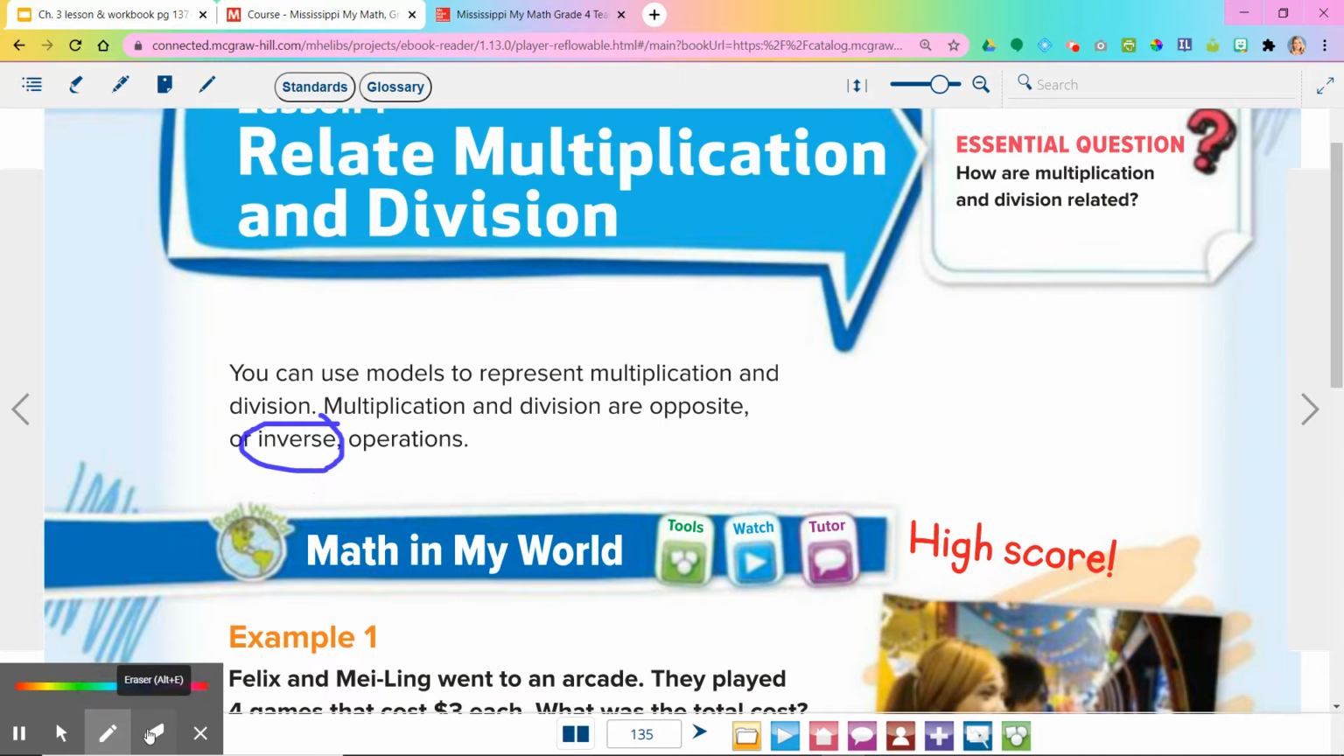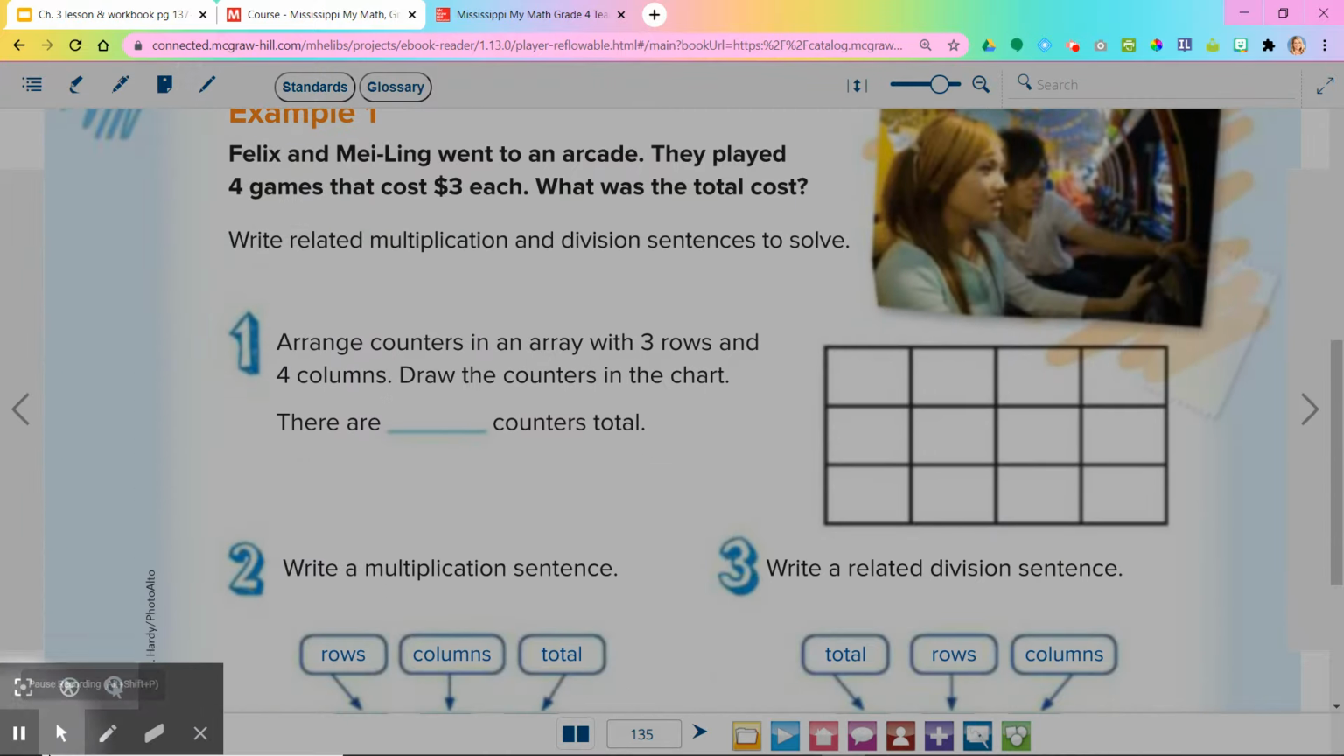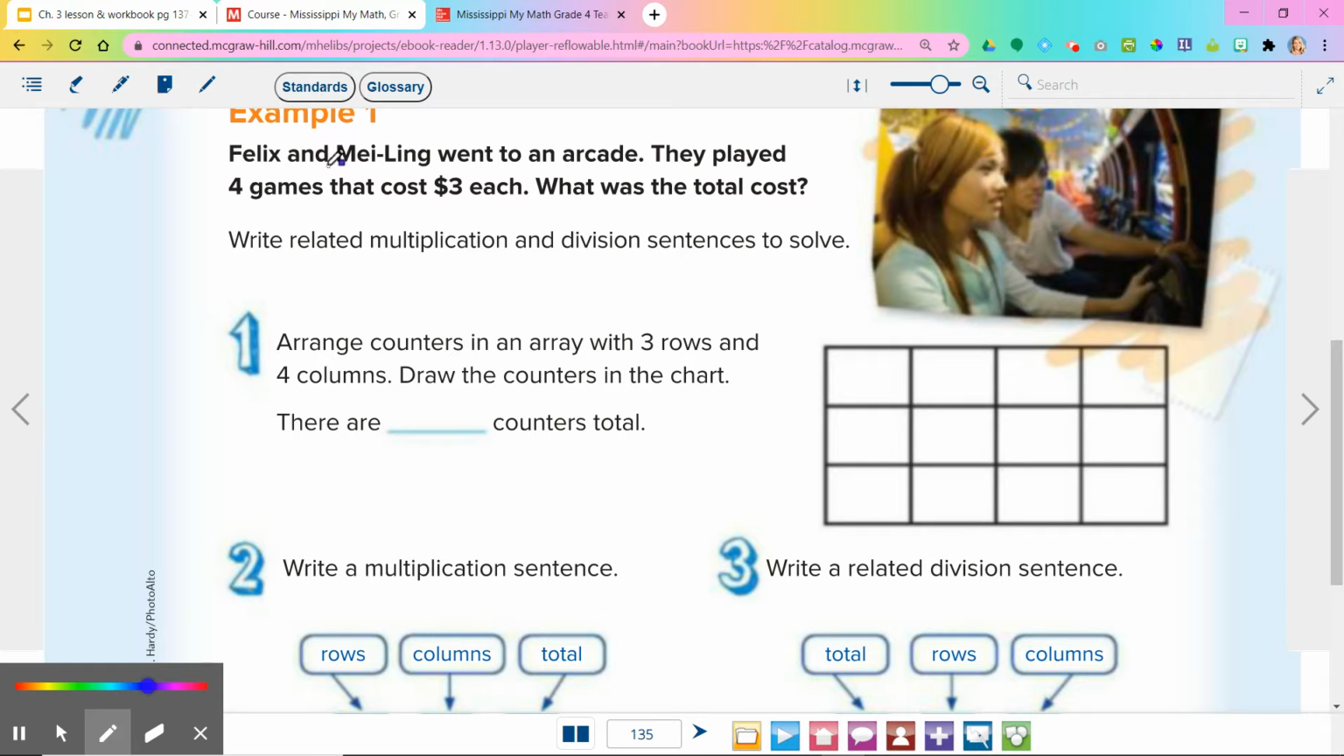So let's scroll down here and let's look at example 1. So Felix and Mei Ling went to an arcade. They played 4 games that cost $3 each. What was the total cost?